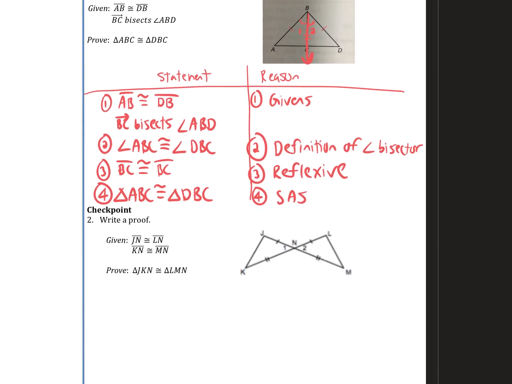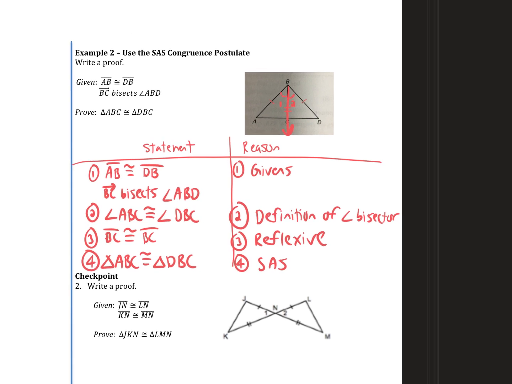Okay, I'm going to leave it zoomed out here. Why don't you guys go ahead and try checkpoint 2. Just be aware, I'm going to give you a hint here that there's going to be vertical angles for this problem. There's going to be vertical angles, okay? So why don't you guys go ahead and give this one a try, see how you do.